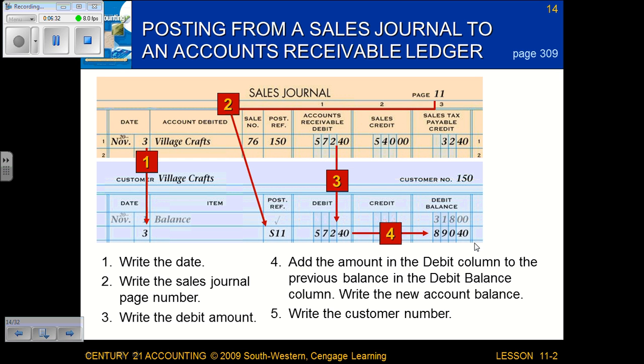On your worksheet, I think the question says each entry in the sales journal's accounts receivable debit column is posted to the accounts receivable ledger. So everything up here in this accounts receivable debit column will be posted down here into the accounts receivable ledger for that customer.